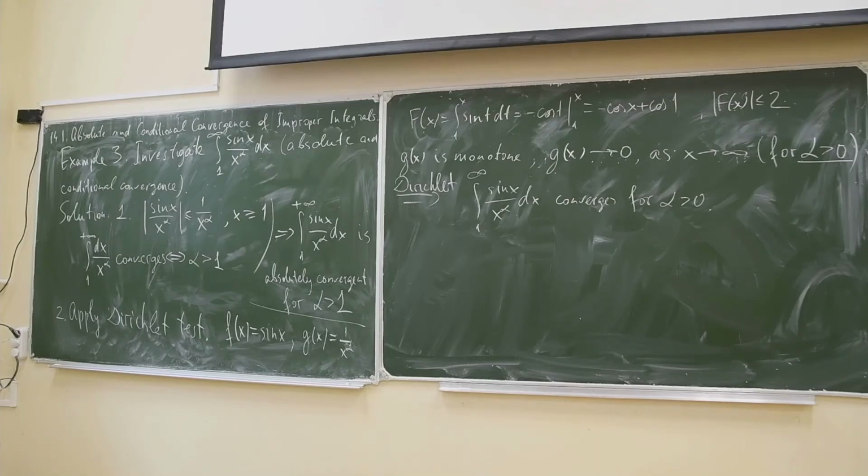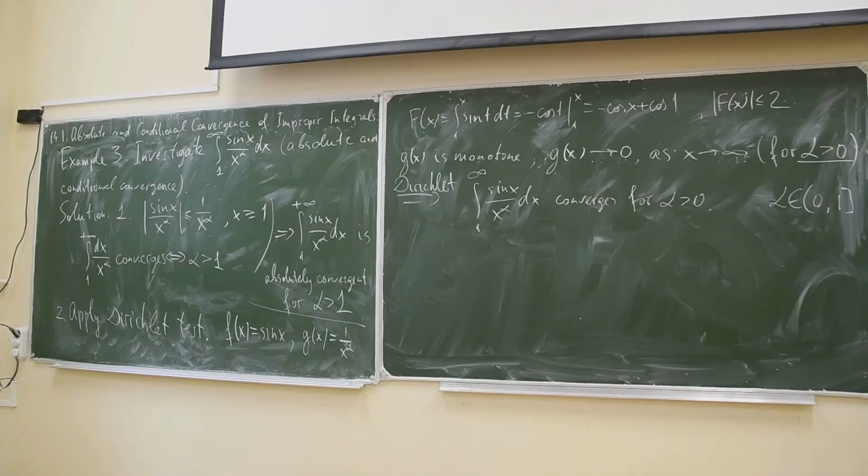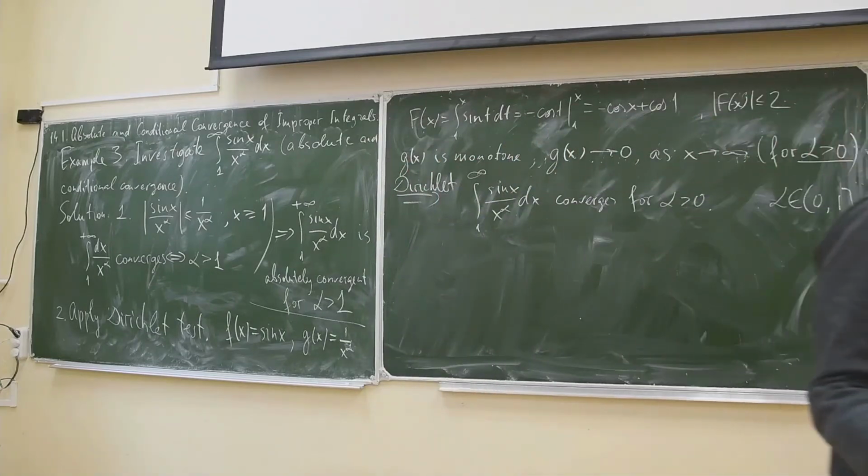You may ask me, why did we do it? For example, for alpha greater than 1, we know more, right? We know our integral converges absolutely for alpha greater than 1. Why did we consider that Dirichlet test for alpha greater than 1? You are right. For alpha greater than 1, we have no new information at all. For alpha from 0 to 1, what does it give to us? Again, nothing definite. We know our integral converges, but we don't know at that moment how it converges, absolutely or conditionally. Why? Because we don't know if the integral of modulus converges or not. We don't know at that moment.